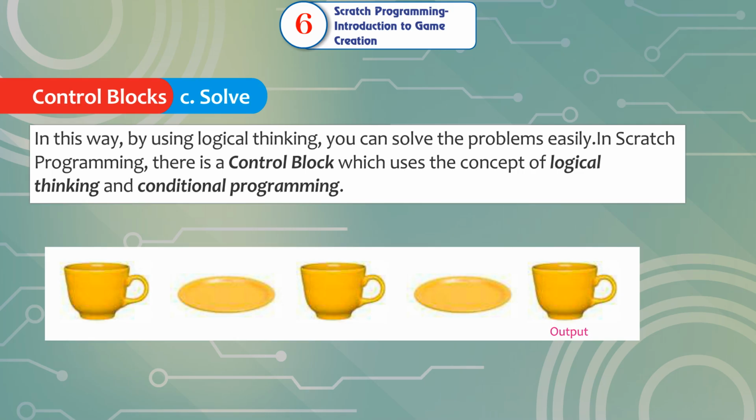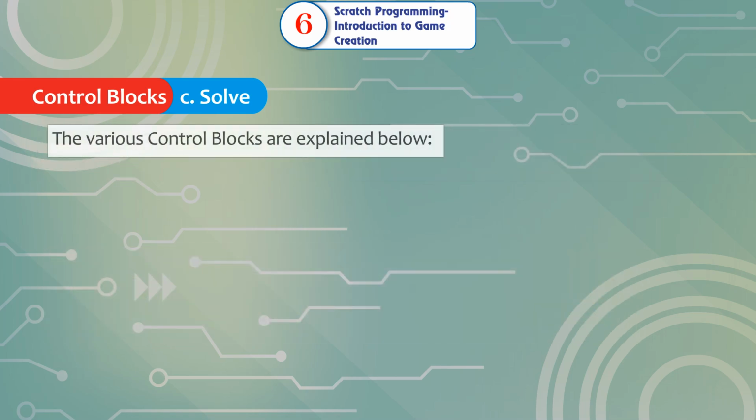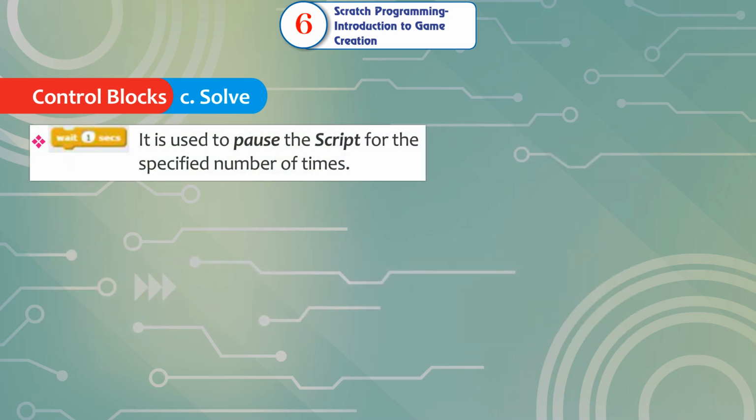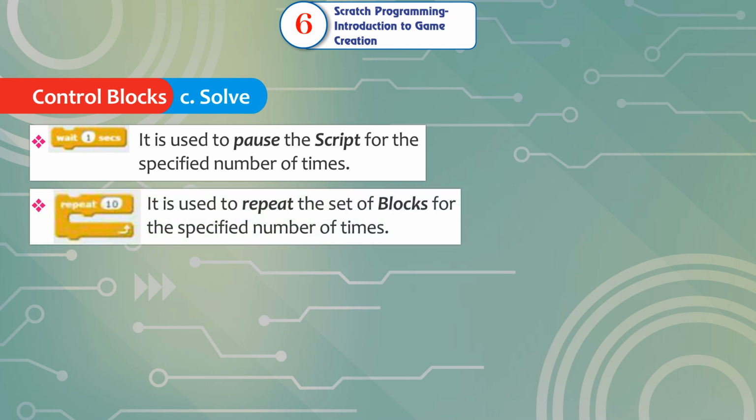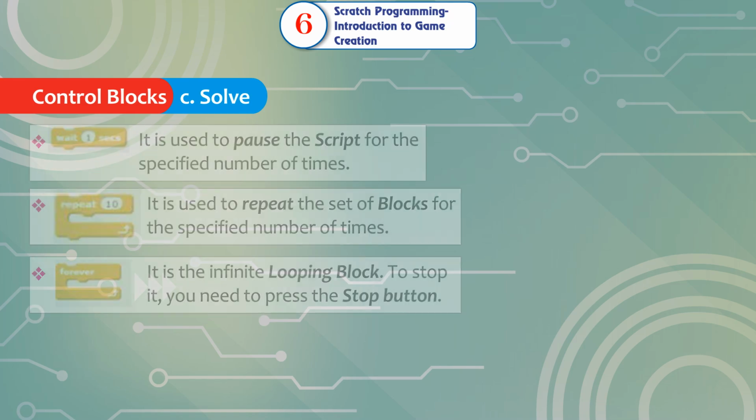In Scratch programming, there is a control block which uses the concept of logical thinking and conditional programming. It contains yellow color-coded blocks which are used in case you want to take some decision depending on the conditions. The various control blocks are explained below. It is used to pause the script for the specified number of times. It is used to repeat the set of blocks for the specified number of times. It is the infinite looping block. To stop it, you need to press the stop button.